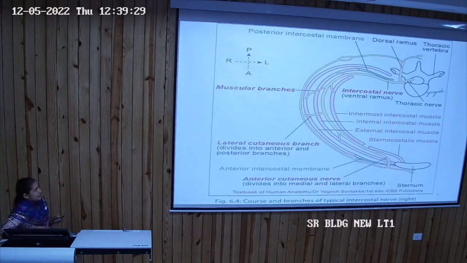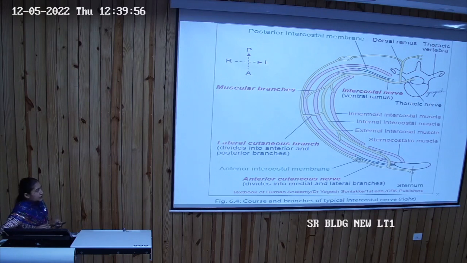So now you can see this course. This is the intervertebral foramina. Between two adjacent vertebrae, there will be the intervertebral foramina. From here, the nerves will come out. Till this portion, it is lying between the posterior intercostal membrane and the pleura. So this is the course of the intercostal nerve till the sympathetic chain.